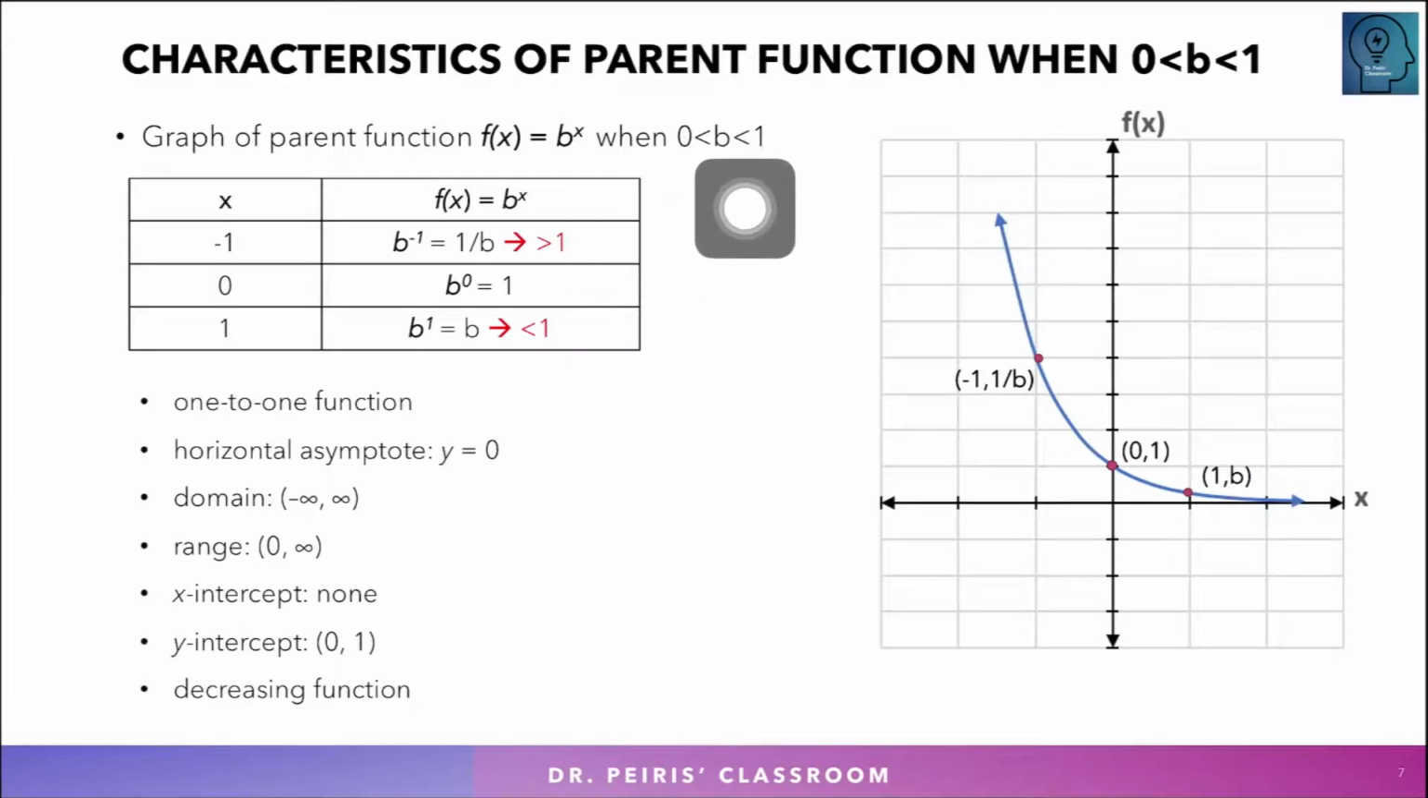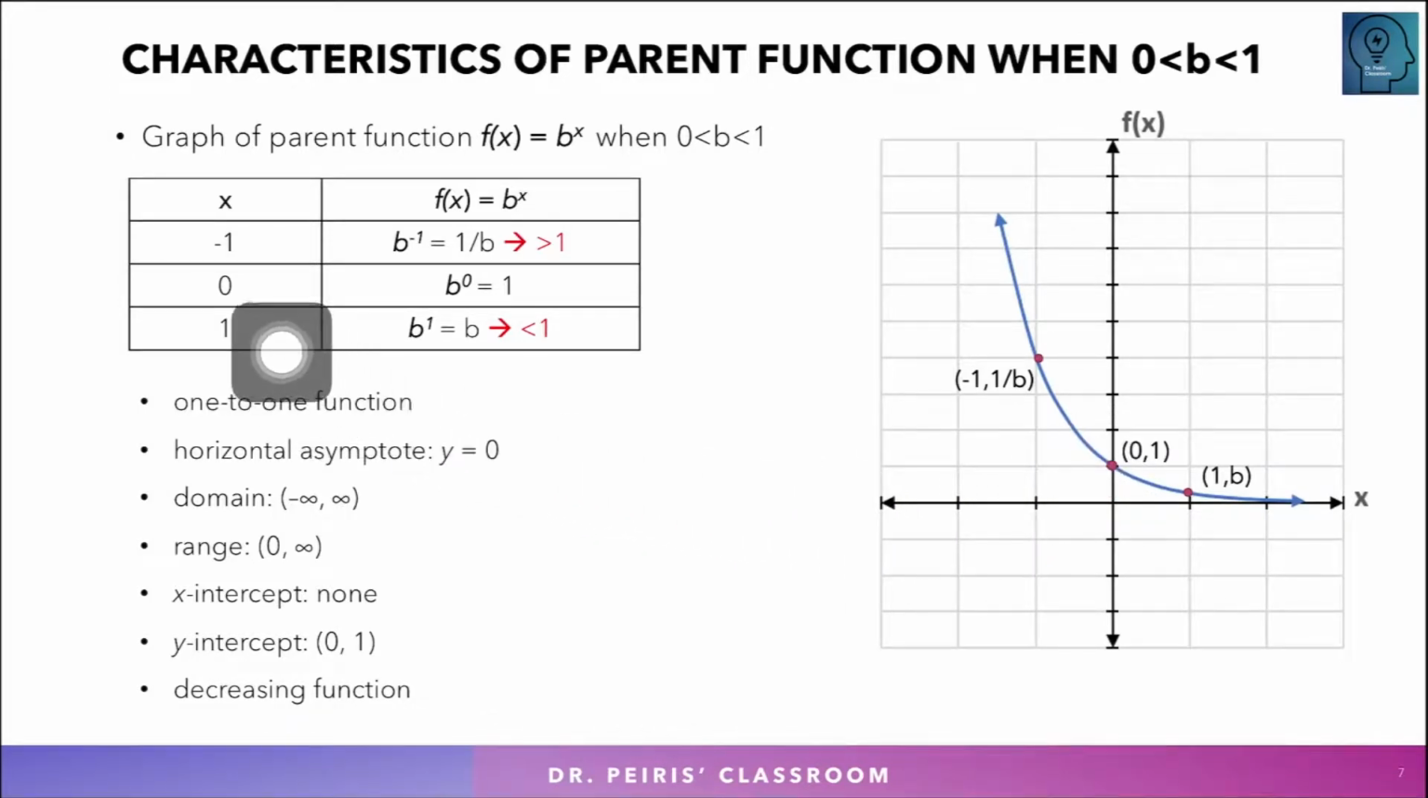For example, if b is equal to half, 1 over half becomes 2. So this 1 over b value is greater than 1. That is why it is up there, above this 1. So it is plotting over here. And the next one, x equals 0. So b to the 0 is 1. Again, it's the same y-intercept at 0, 1.